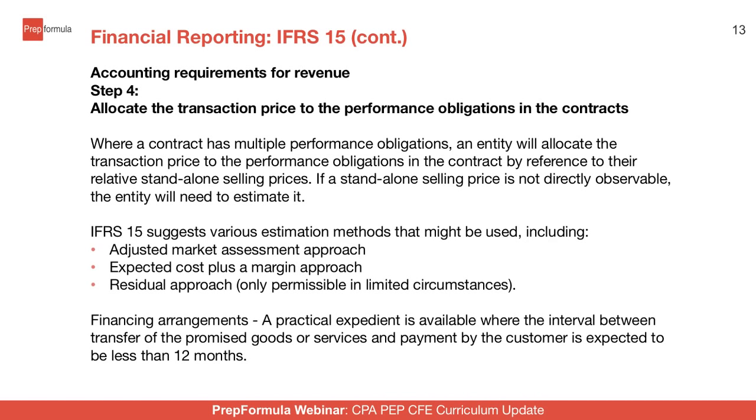Now, if the standalone prices are not directly observable, the entity will need to estimate whatever they might be. And IFRS 15 actually provides you with ways that you can estimate and do this job. Okay, you can look at the adjusted market assessment approach, the expected cost plus margin approach, or the residual approach, which generally is not really permissible. And there's a lot of rules behind it, but take a look at more of that. Okay, I'm going to actually show an example here in a second.